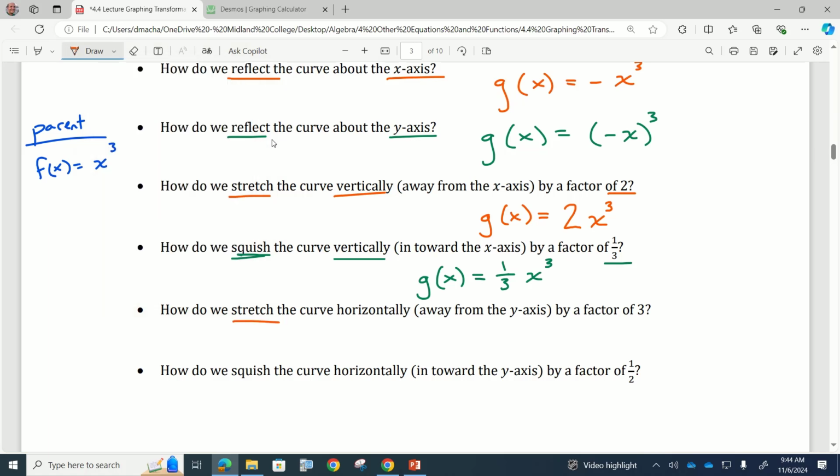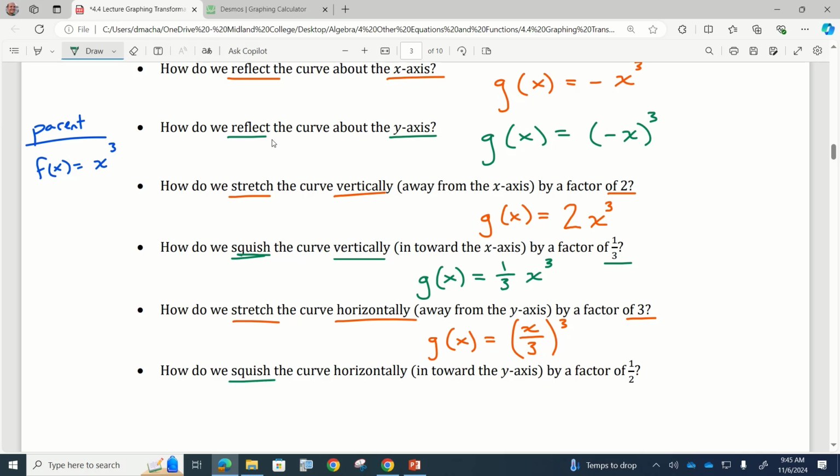Okay, how do I stretch the curve in the horizontal direction by a factor of 3? I'm going to divide by 3 in the argument. That is going to stretch this out horizontally by a factor of 3, so that all of the points on the curve are the same, except they're going to be 3 times as far away from the y-axis. So pull it out.